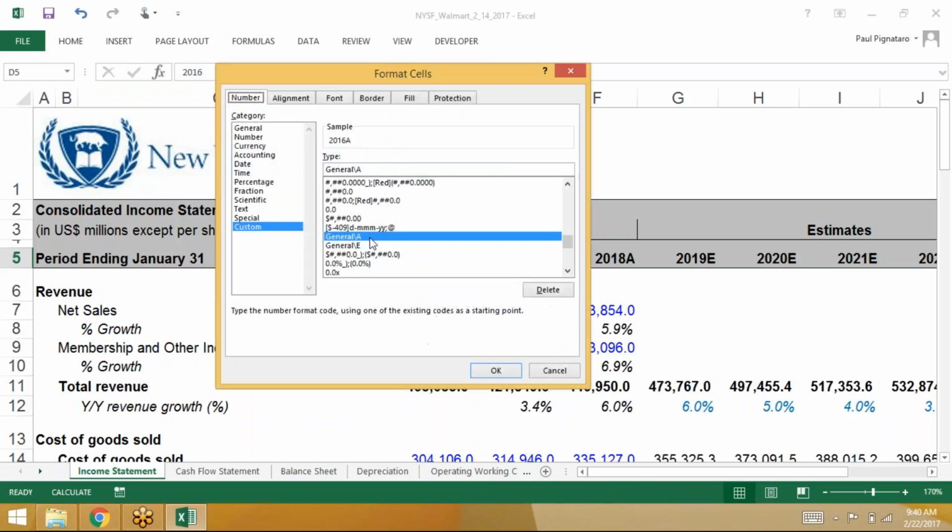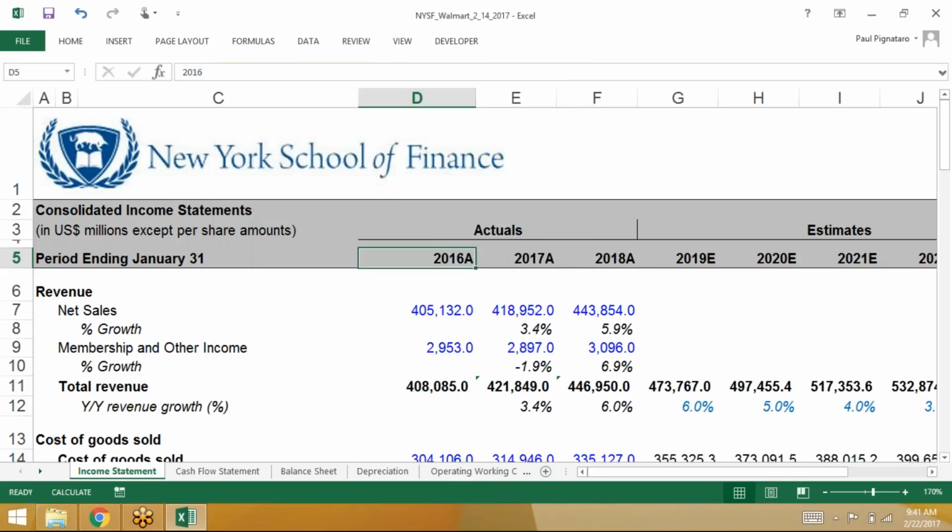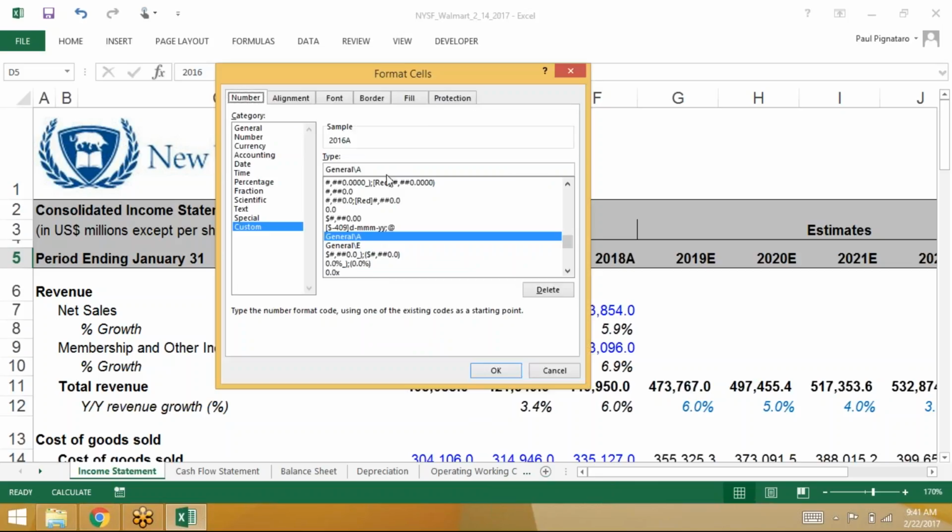So if I hit Control 1, you'll see General \A is a way to add, you have to memorize this or write this down, to add text to cells and have it come up as formats. So General \A, I could put B, I could put PF for pro forma, E for estimated. Those are formats. Okay.